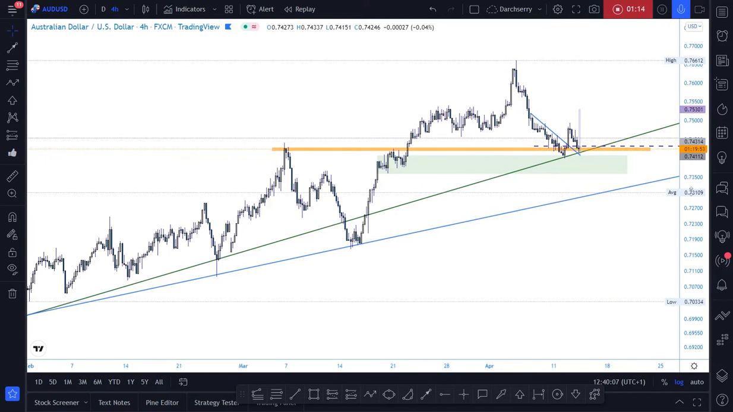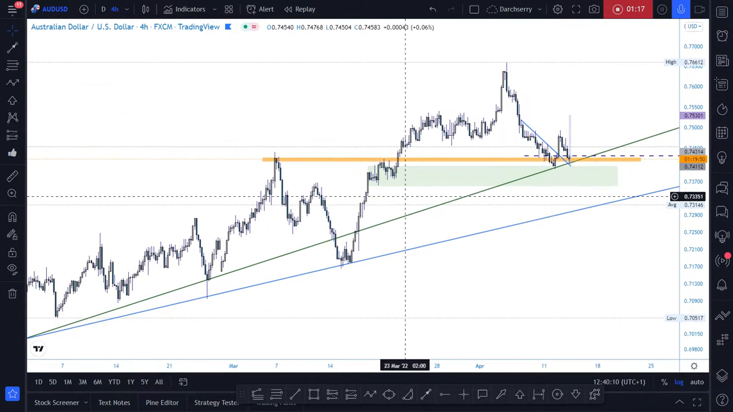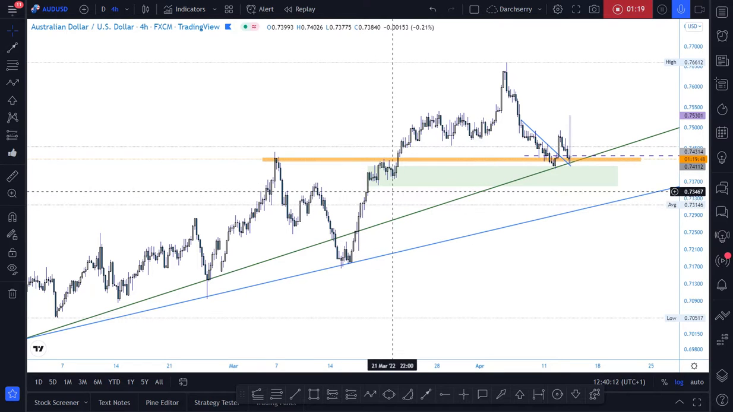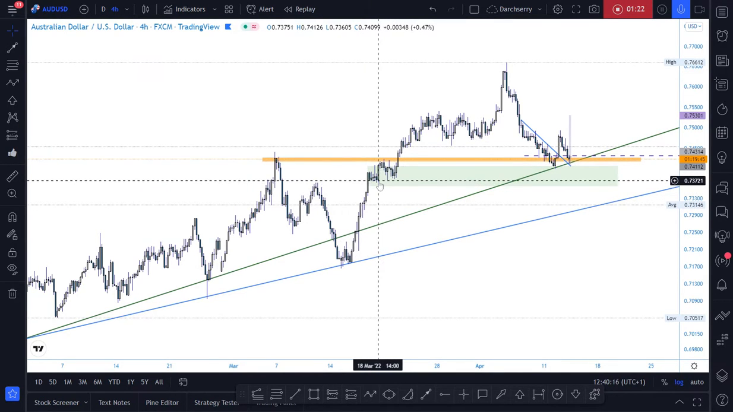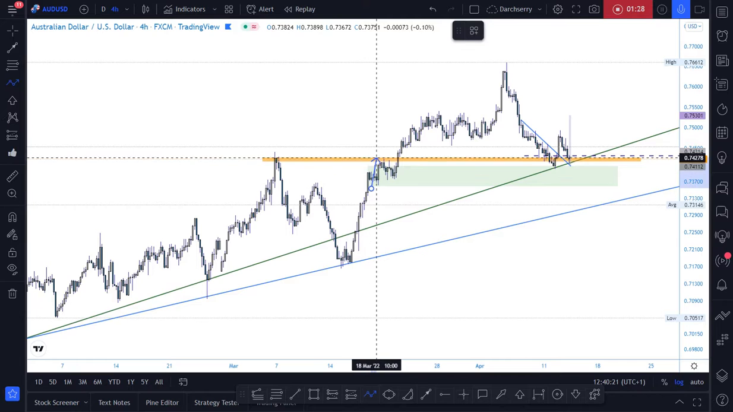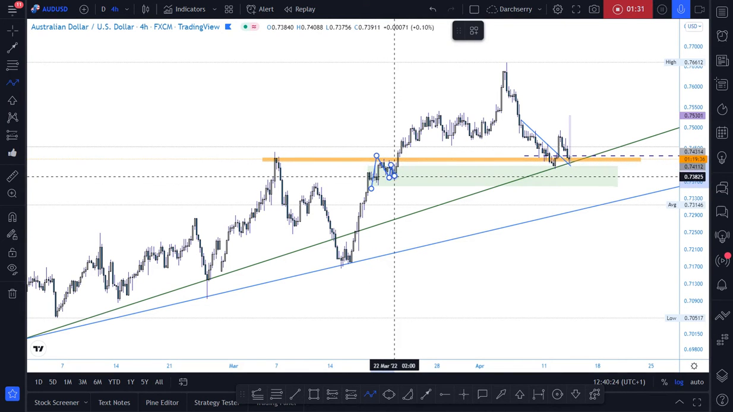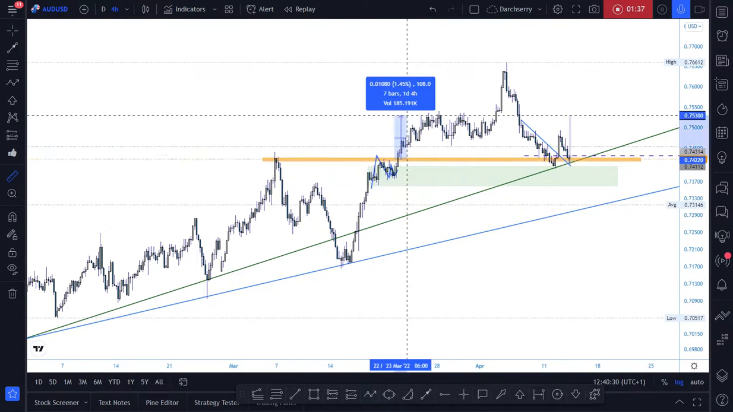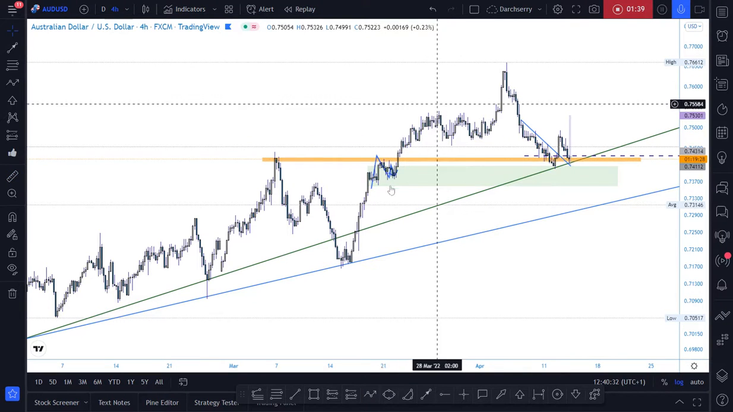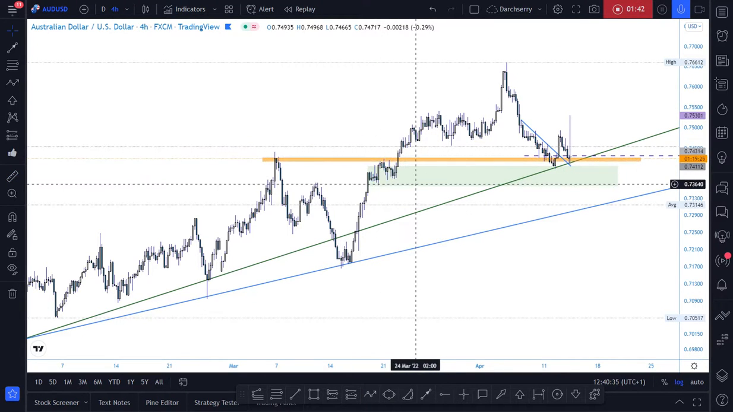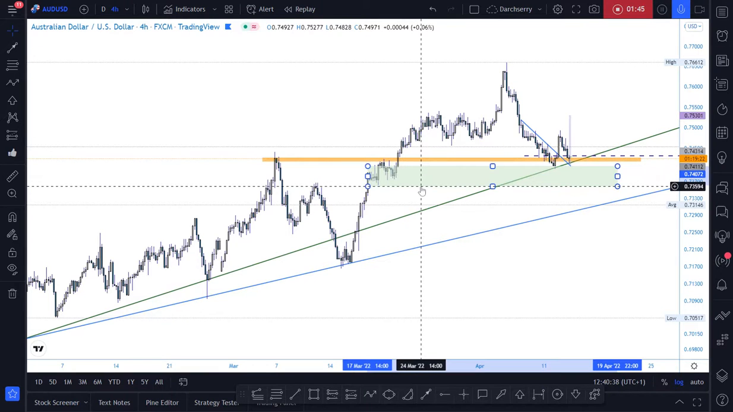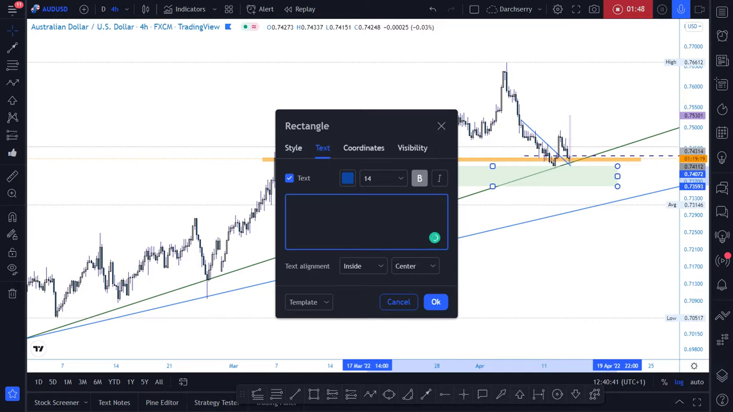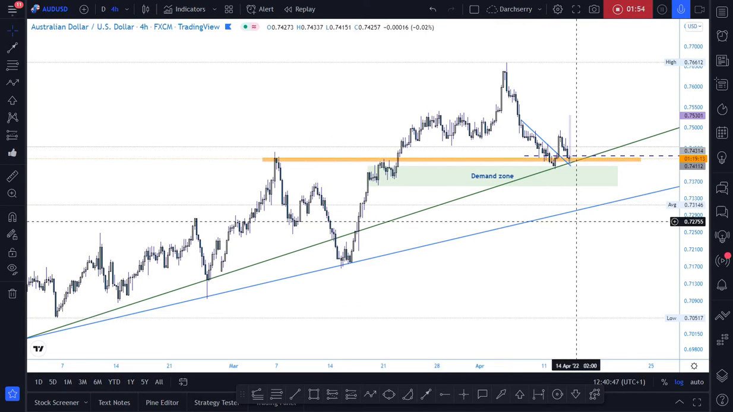With this information at hand, and considering that 0.737 has been a demand level in recent time, in the middle of March, we had a strong demand zone which pushed price around 250 pips to the upside, which makes this level also a strong demand zone. So let me label this a demand zone so that we can be clear on this one. So we have a demand zone at 0.737.